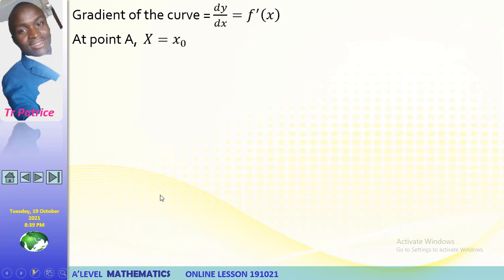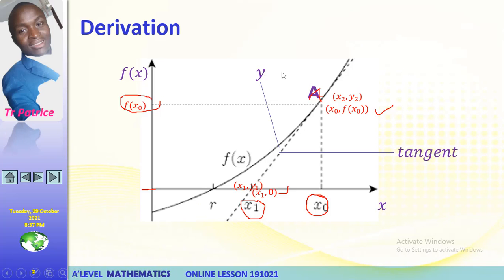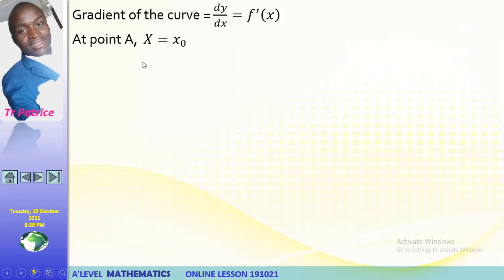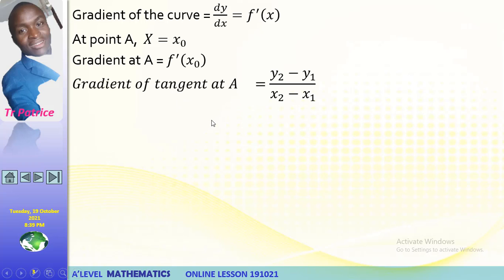The gradient of the curve is given by the derivative of that curve, dy by dx. For this case, our curve is y, that is why I'm saying dy by dx, but it is a graph of f of x. Instead of y, now I have f of x. We just find the derivative of f of x at point A, where x is equal to x naught. If we want to get the gradient at that point, we differentiate at x naught. Then the gradient of the tangent at A, we find it as change in y out of change in x.